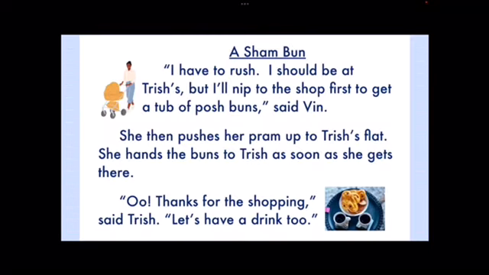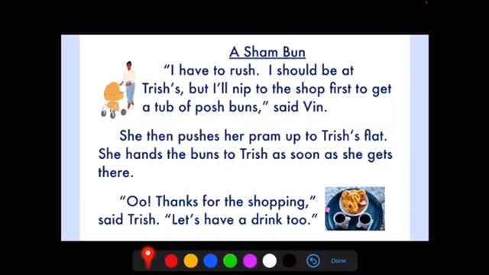Let's take another look at our story that has been typed up. And remember, if you'd like to, you can read it with somebody else. You can get somebody else to read it to you. Or you may like to just read it yourself.